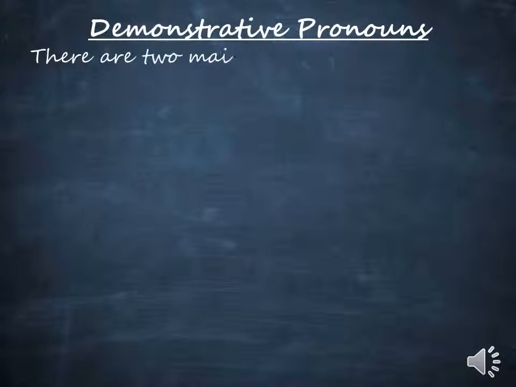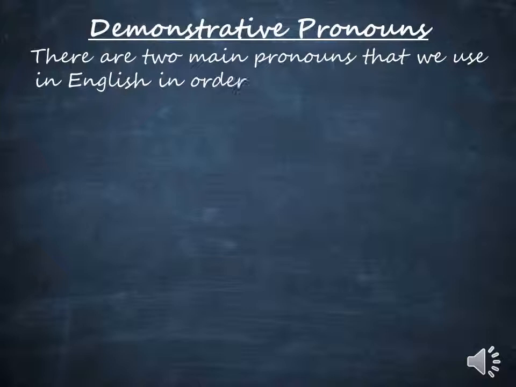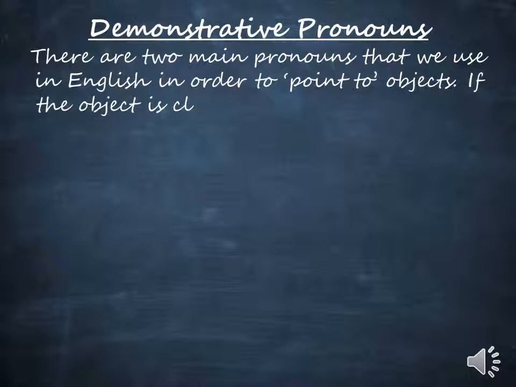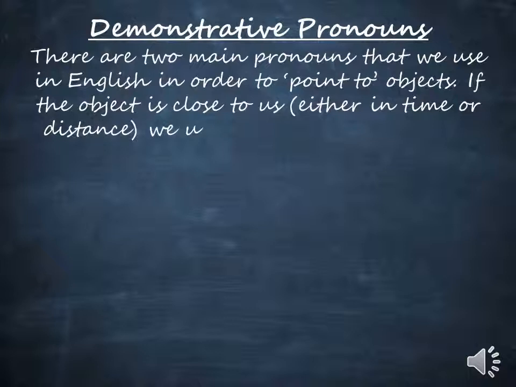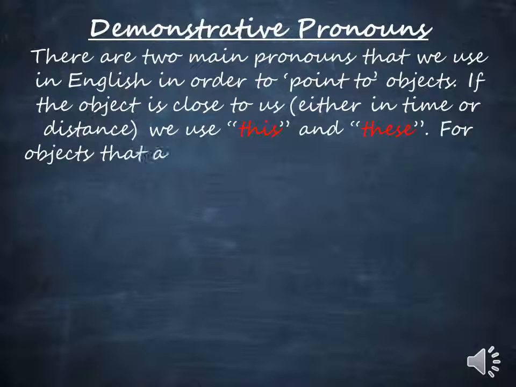Now let's look at some demonstrative pronouns. Oh my goodness, what does that mean? If we demonstrate something, we show it. So demonstrative pronouns are pronouns that we use to point things out. We have two sets of these, singular and plural, for close objects and distant objects. So if the object or objects are close to us, either in time or in distance, we will say this for the singular and these for the plural.